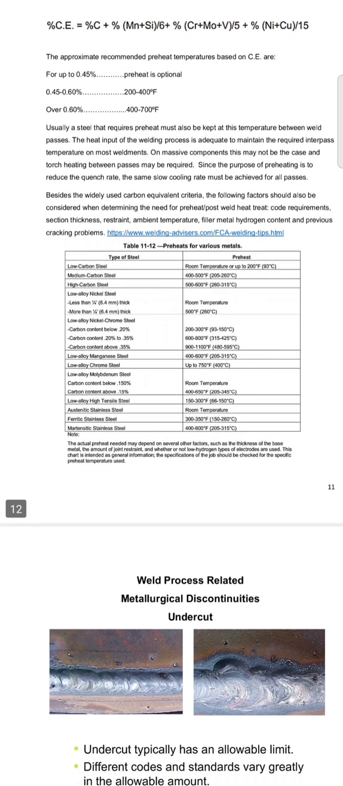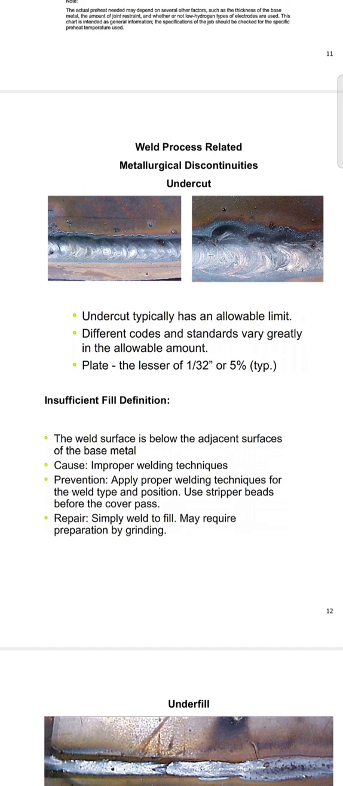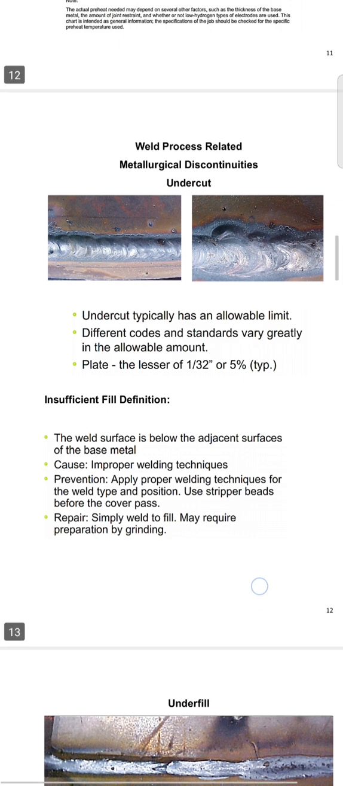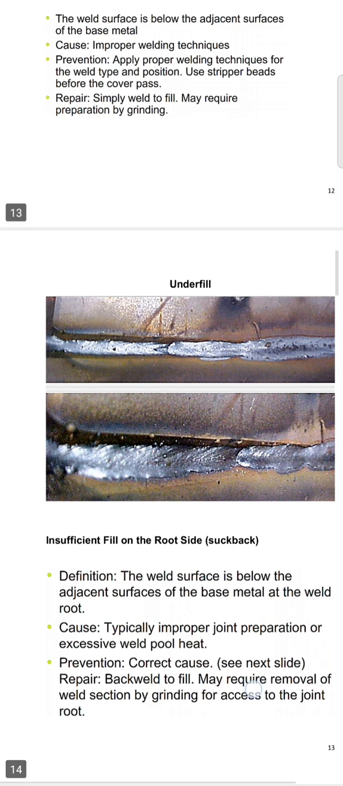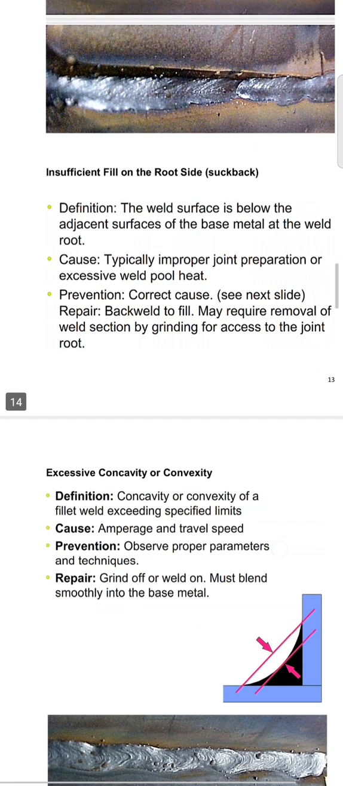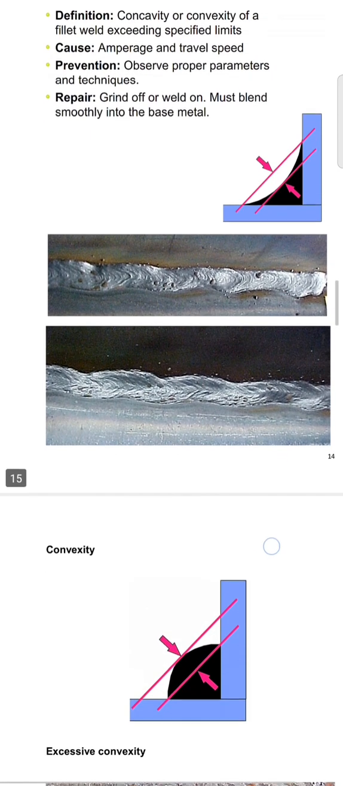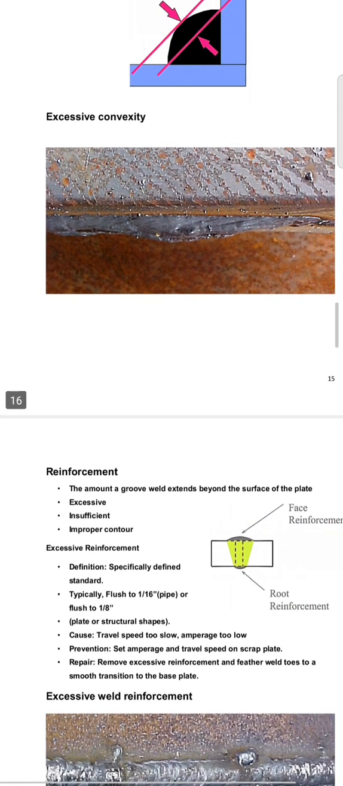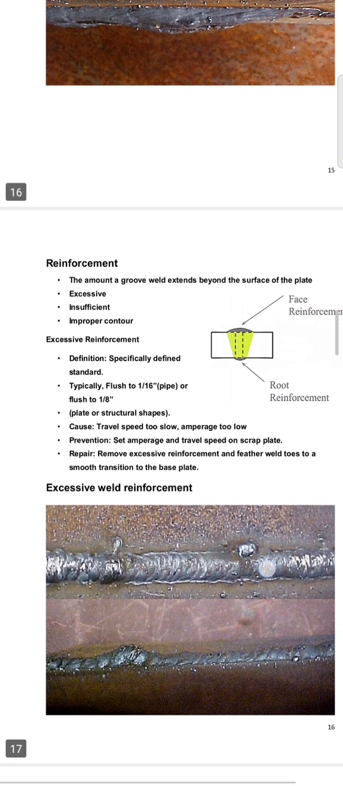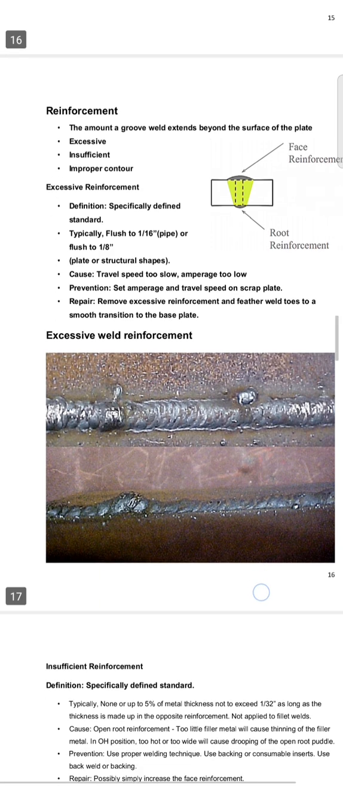Weld process related metallurgical discontinuities. Undercut. Insufficient fill. Definition: insufficient fill on the root side, suck-back, excessive concavity or convexity. Reinforcement is the amount a groove weld extends beyond the surface of the plate. It can be excessive, insufficient or of improper contour. Excessive reinforcement. Definition: specifically defined by standard. Insufficient reinforcement. Definition: specifically defined by standard. Typically none, or up to 5% of metal thickness not to exceed 1/32 inch, as long as the thickness is made up in the opposite reinforcement. Not applied to fillet welds.